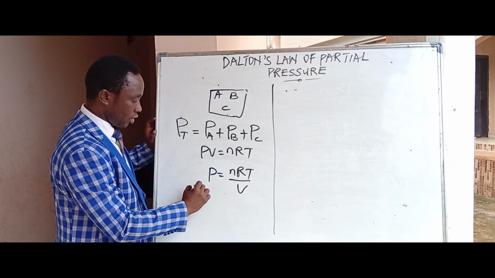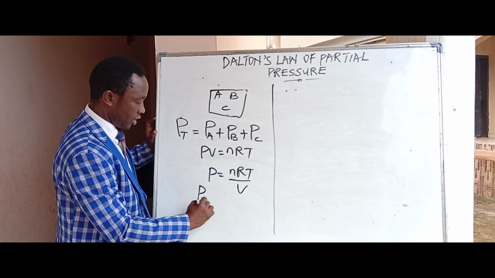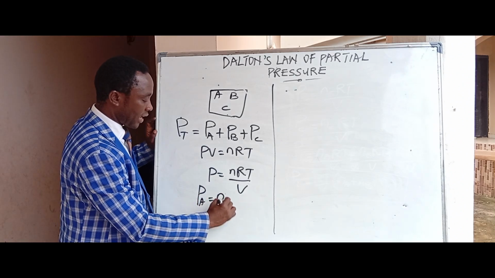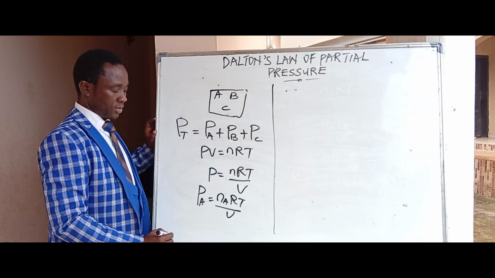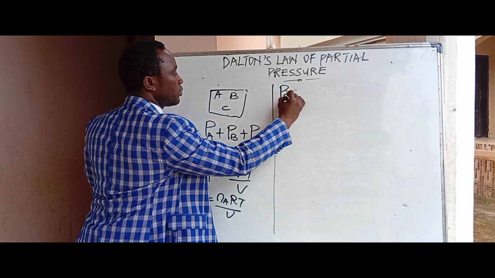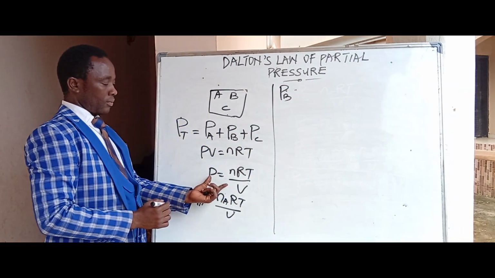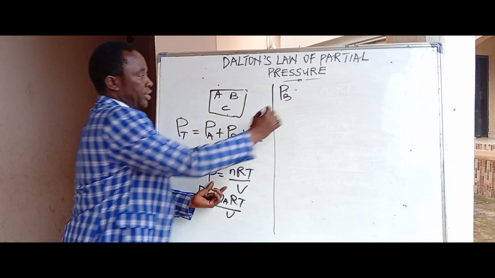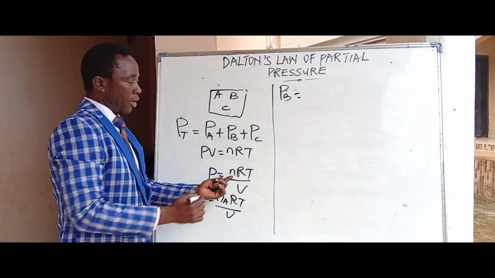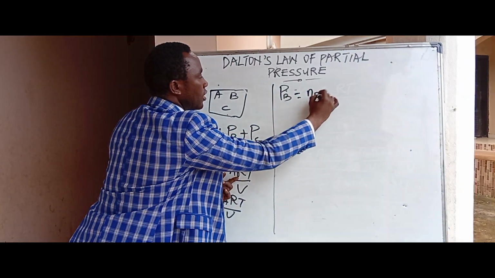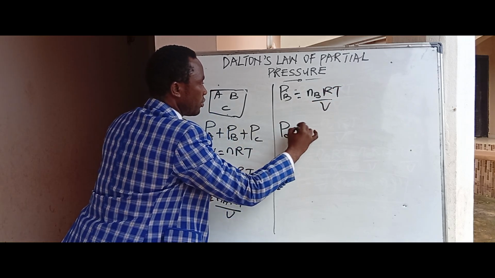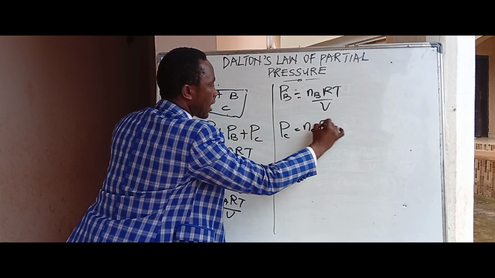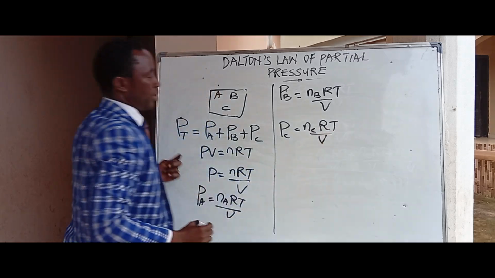Then how do we get the partial pressure of gas A? The partial pressure of gas A, which is pressure of A, will be equal to number of moles of gas A, RT, then divided by the volume. Then the partial pressure of gas B, using this formula, will be equal to number of moles of gas B, then RT divided by volume. The pressure of C will be equal to number of moles of C, RT divided by V.